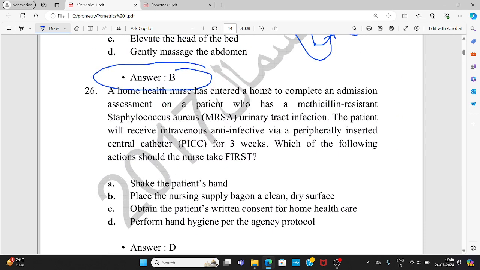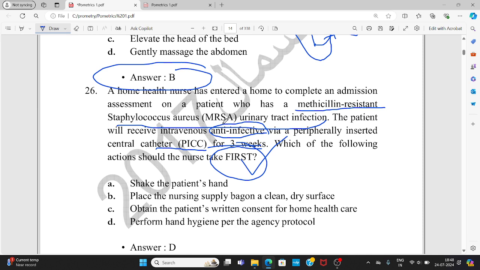A home health nurse has entered a home to complete an admission assessment on a patient who has methicillin resistant staphylococcus urinary tract infection. So the patient is having MRSA urinary tract infection, UTI. The patient will receive anti-infective, which is our antibiotic, via peripherally inserted catheter. So PICC is there for 3 weeks. Which of the following actions should the nurse take immediately? The first one, patient is having UTI, antibiotic is running, you have a catheter, so mostly what will it be? It should be hand hygiene, isn't it?